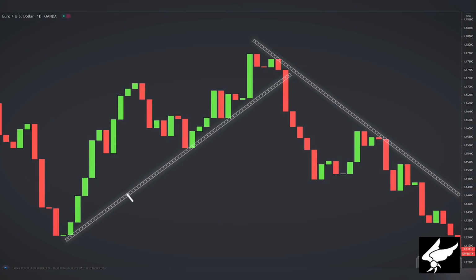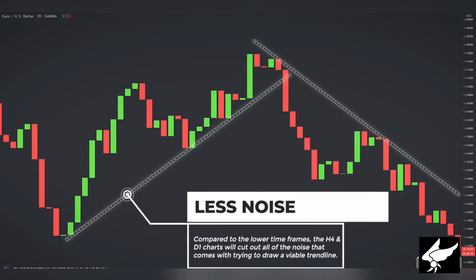Another reason why I prefer to use higher timeframes for drawing trend lines is because of the reliability it gives you. Compared to lower timeframes, the 4-hour chart will cut all of the noise that comes with trying to draw a viable trend line.